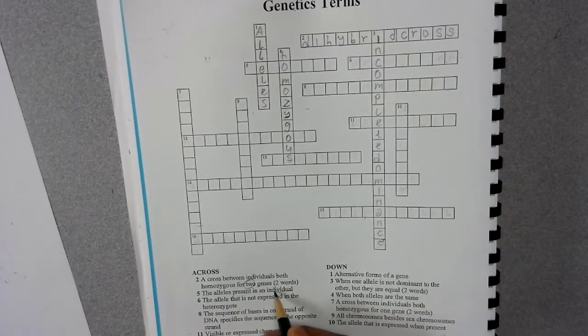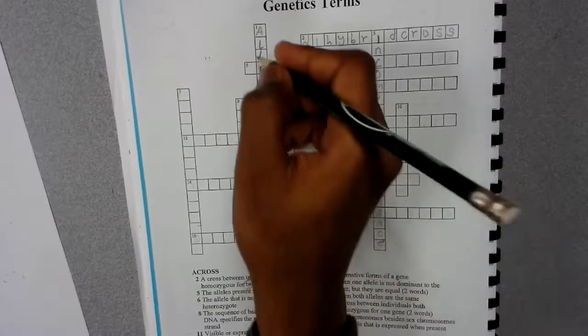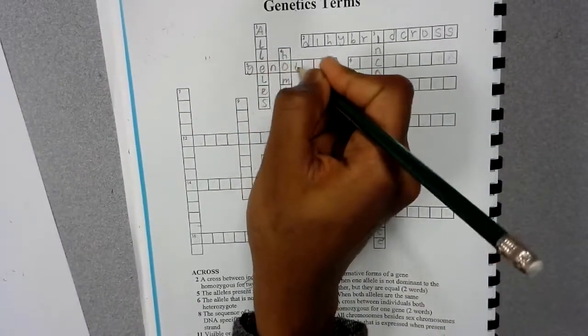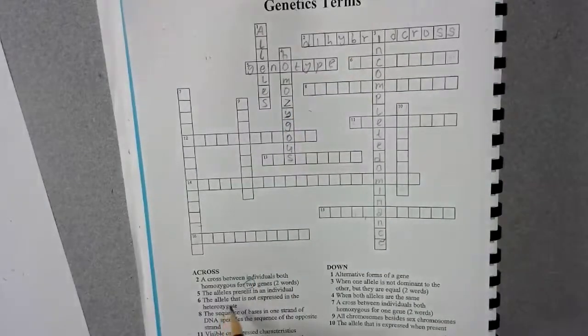Number five is the allele present in an individual. The allele present in an individual is the genotype. The phenotype is the outward character, the outward stuff that people see. The alleles present inside are called the genotype. That's number five: genotype.